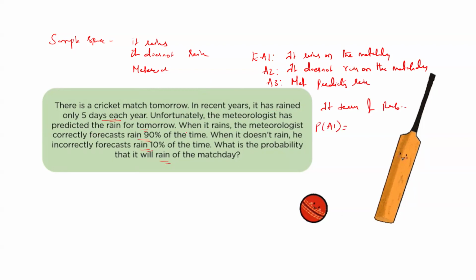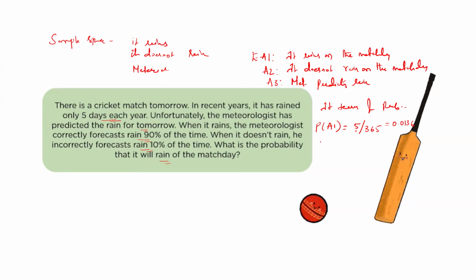What are they saying? In recent years, it has rained only 5 days each year. So in total we have 365 days, and in that, it is going to rain only for 5 days. So what is the probability? That is 5 by 365, which gives 0.0136.